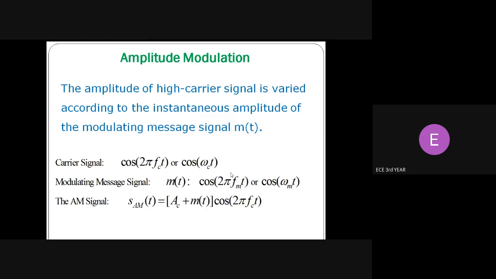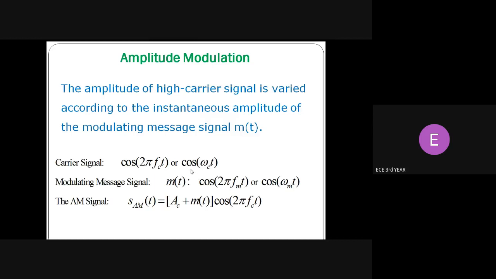Here, the carrier signal is represented as cos 2 pi fct, or cos omega ct. This one is the angular frequency, this one is the linear frequency, where omega is equal to 2 pi f. The C is used as a suffix to indicate that this is a carrier signal.